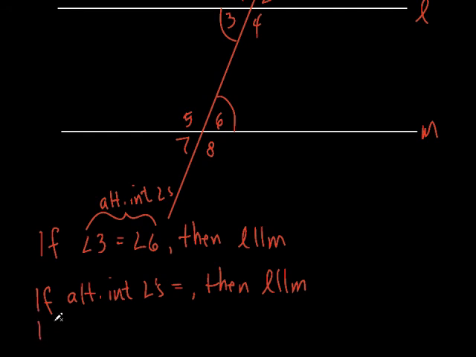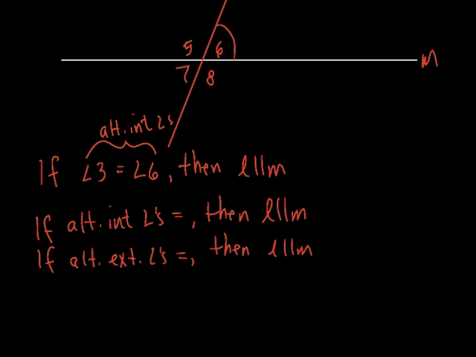Good. What else do you think we might be able to say about this? Kind of starting a little pattern here. So if the alternate interior angles are equal to each other, then the lines are parallel. What else do you think we might say? If what? Okay, good. If the alternate exterior angles are equal to each other, then guess what? The lines must be parallel. Get it? Now we got a little pattern going. What about the corresponding angles?